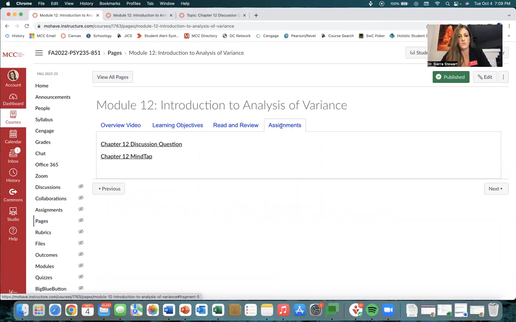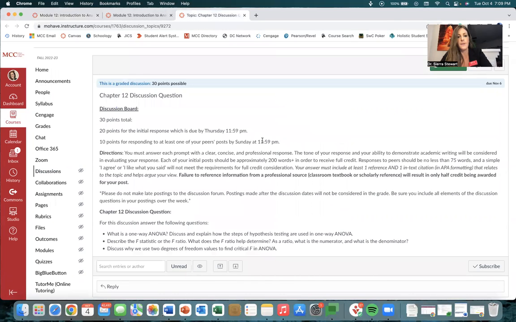For your discussion question, you're going to click on this and it will bring you here. For your discussion this week, I want you to use APA format. Go find a source, and make sure that you have a reference and a citation. I want you to explain what a one-way ANOVA is and explain how the steps of hypothesis testing are used in a one-way ANOVA.